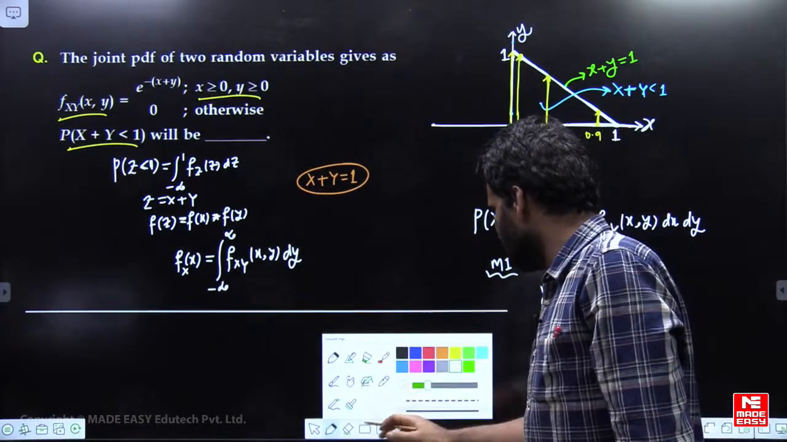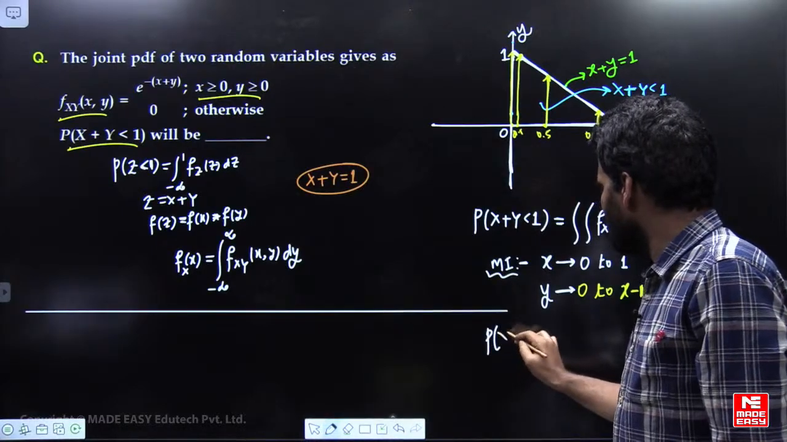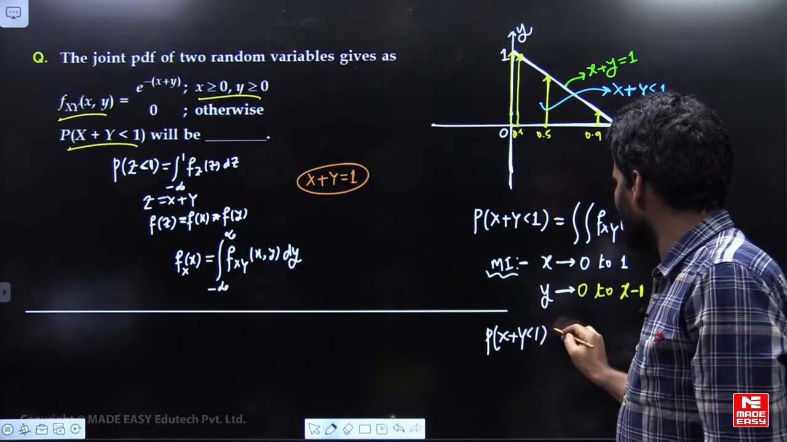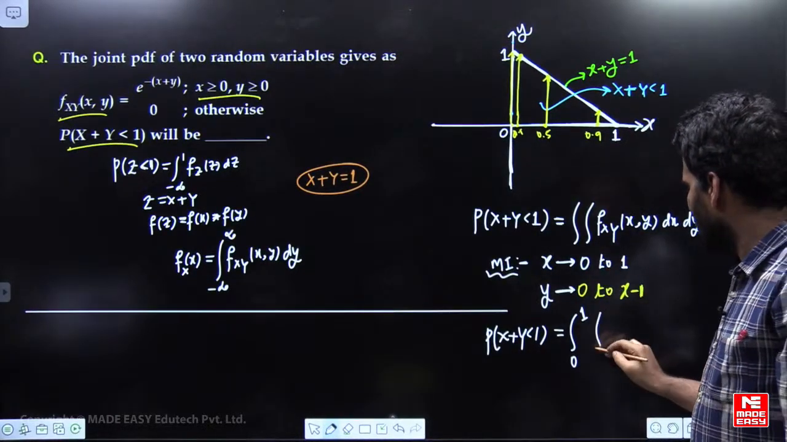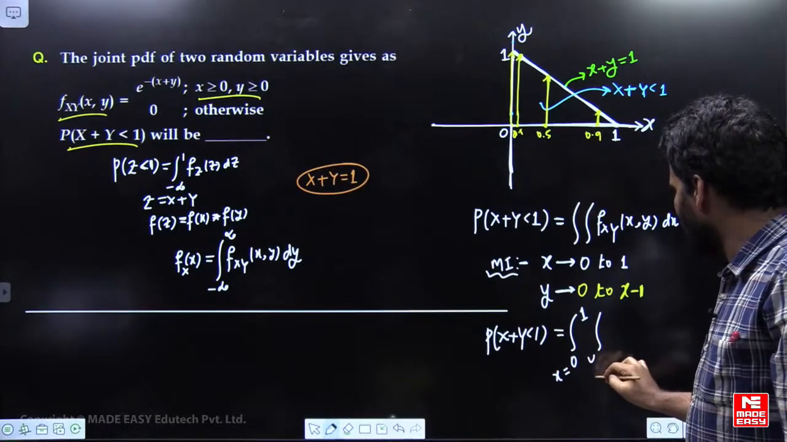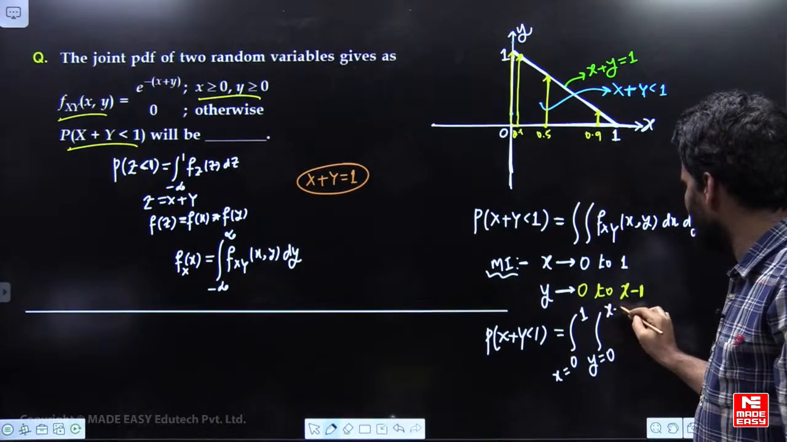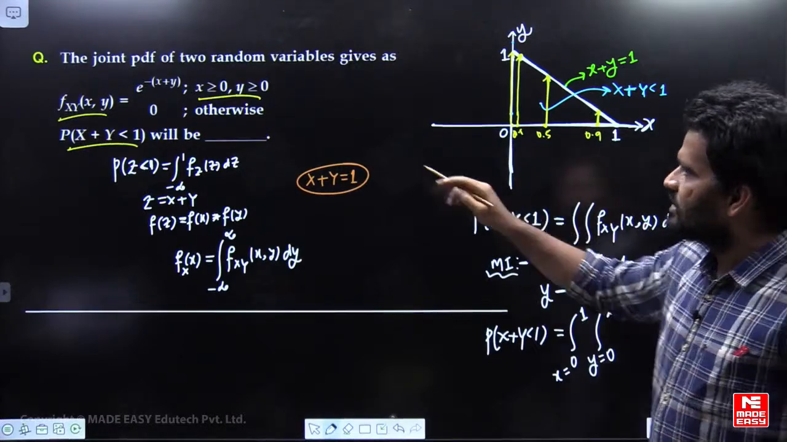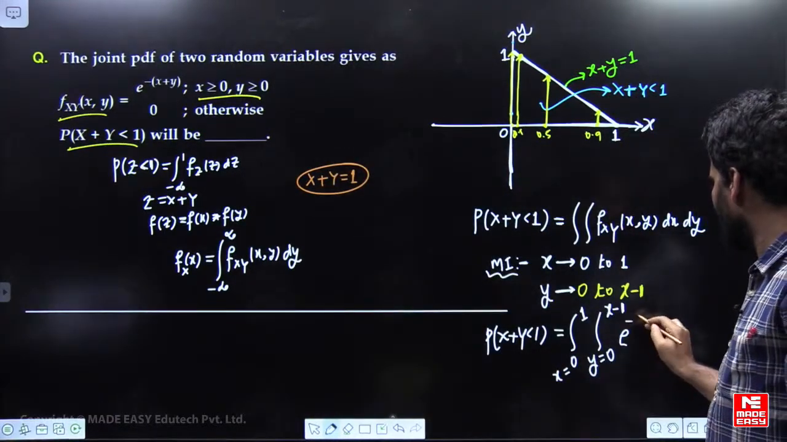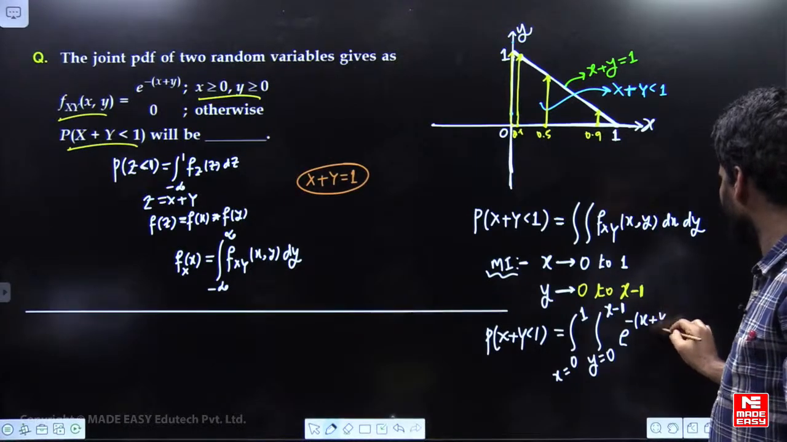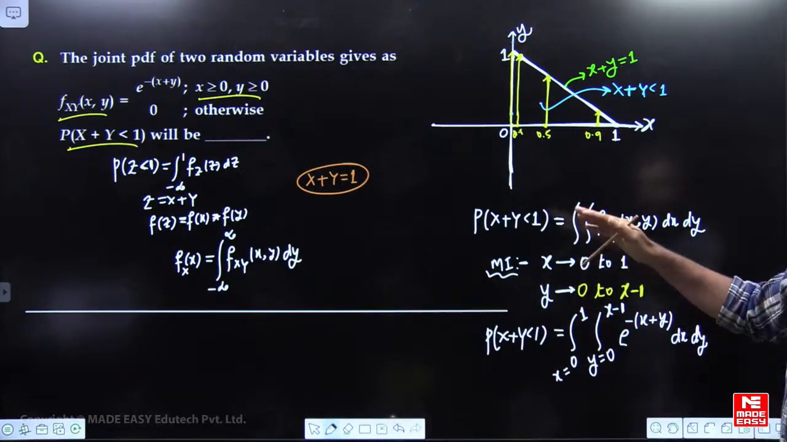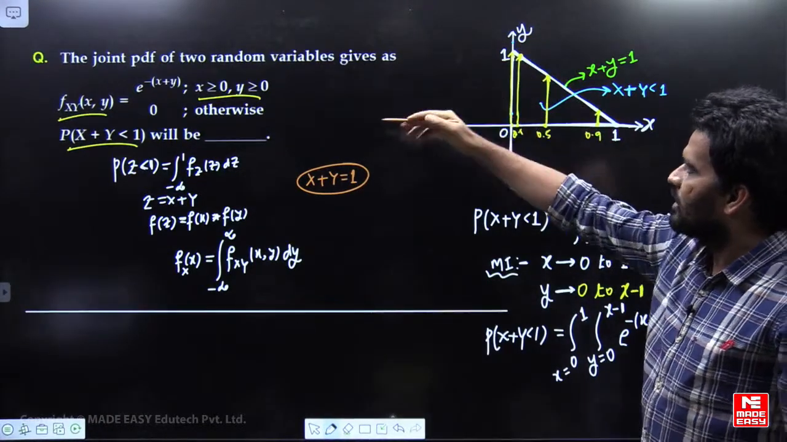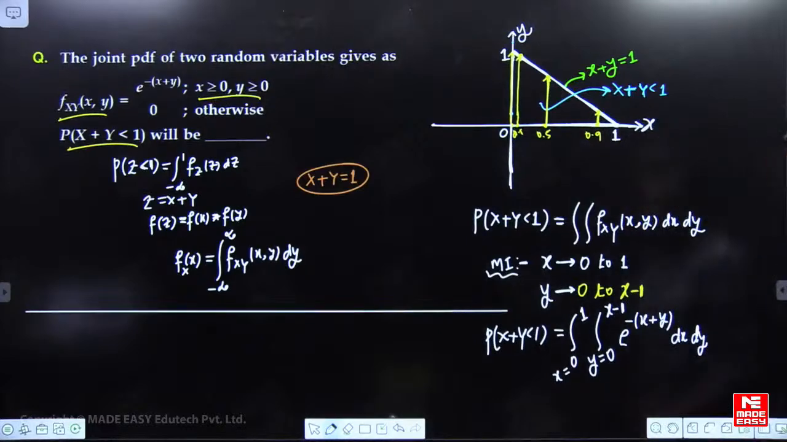Okay, so you can write the probability of x plus y less than 1. What is the range of x values? 0 to 1, I can say. And what is the range of y values? This is 0 to 1 minus x. And what is the joint density function? e to the power minus (x plus y), dx and dy. Of course, in this region x is greater than 0, y is also greater than 0. This is one way.